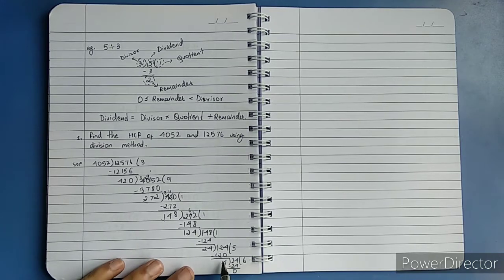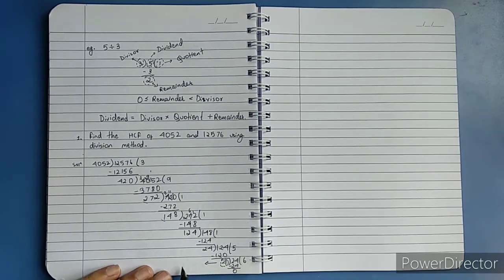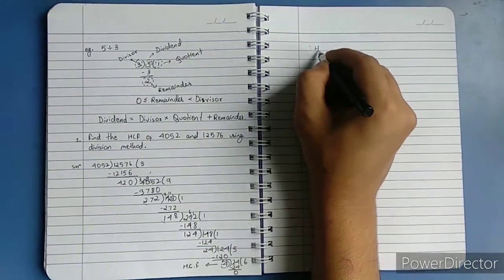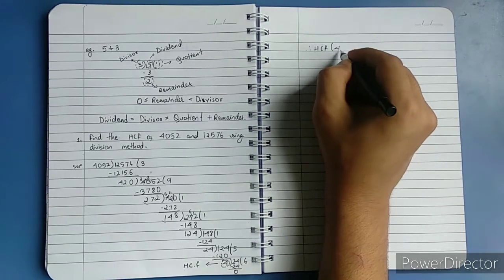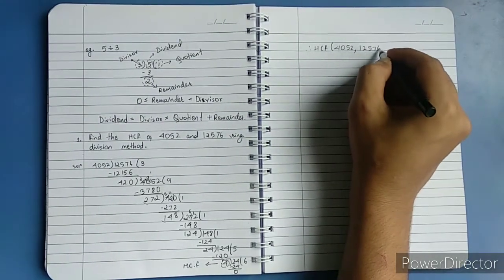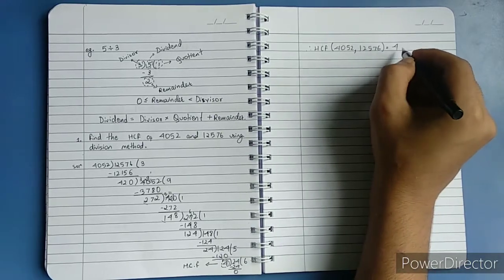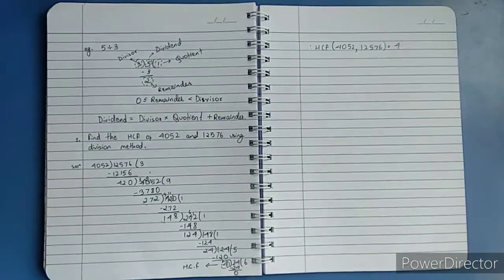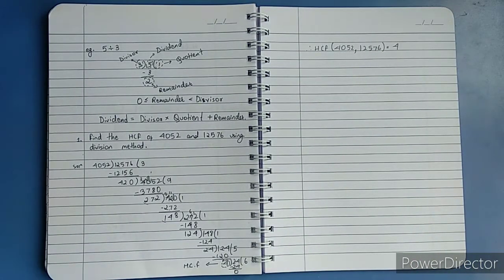So the last divisor that we have becomes our HCF. Therefore, HCF of 4052 and 12576 is equal to 4. This is how we find the HCF using the division method.